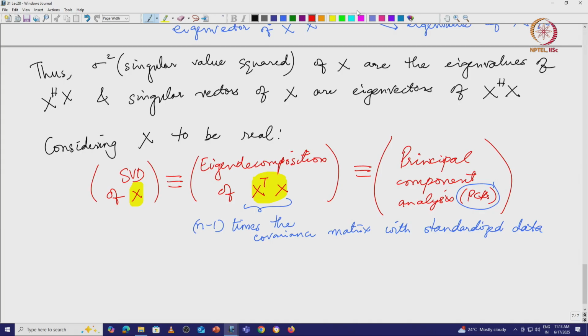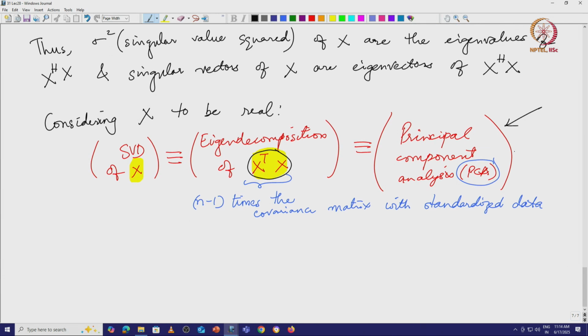Alright, so I hope this clarifies the link between singular value decomposition of the data matrix X, the eigen decomposition of the covariance matrix, and the concept of principal component analysis, which tells you the direction in which one should essentially move to see the maximal variance.